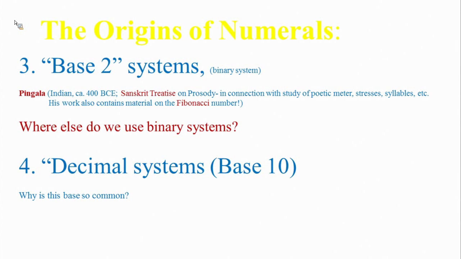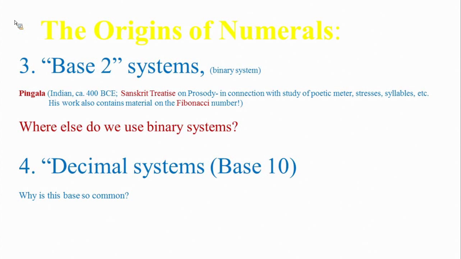Apparently, Pingala, an Indian, about 400 BCE. Now, of course, this means before the Common Era, and CE means Common Era. This is replacing BC and AD in modern terms. And this Indian mathematician, well, I shouldn't say he's a mathematician, he's really more a linguist of sorts.